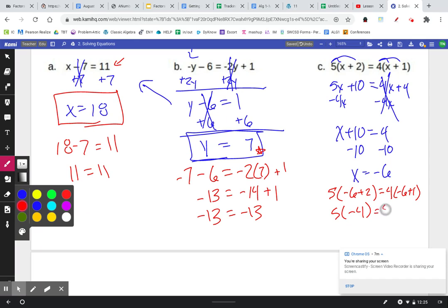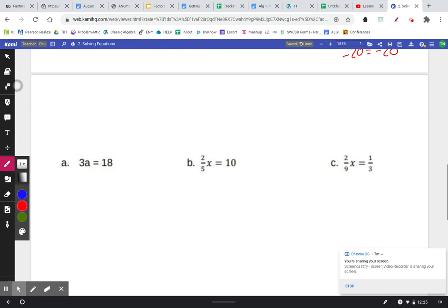And over on the right side, I have negative 6 plus 1 is negative 5. 5 times negative 4 is negative 20 equals 4 times negative 5 is negative 20. I get negative 20 equals negative 20. That is true, so this must be correct. Good deal.